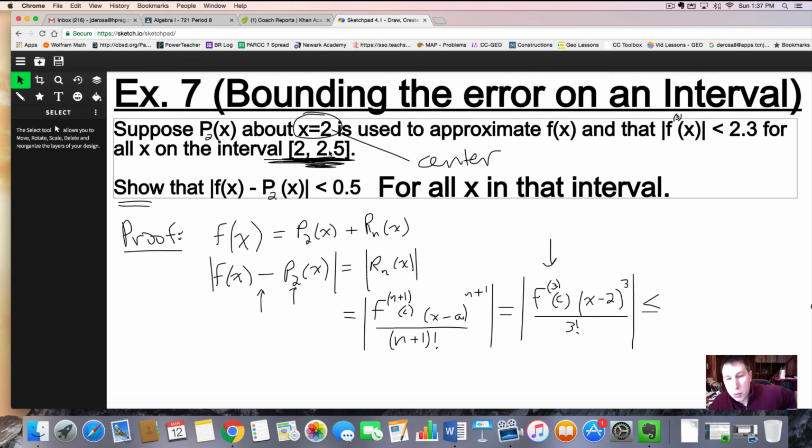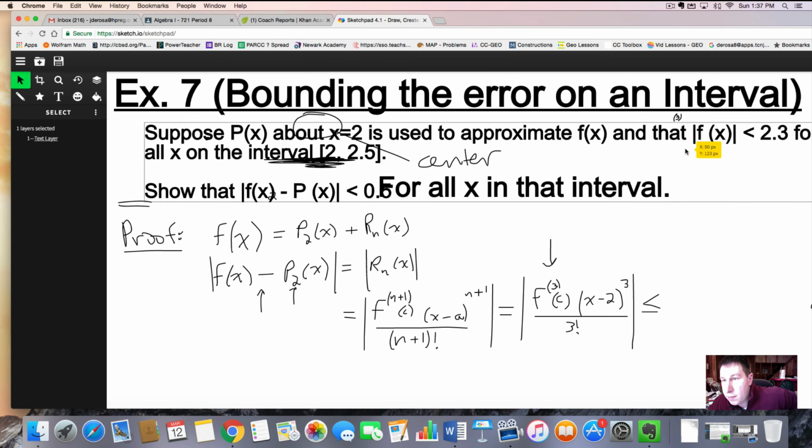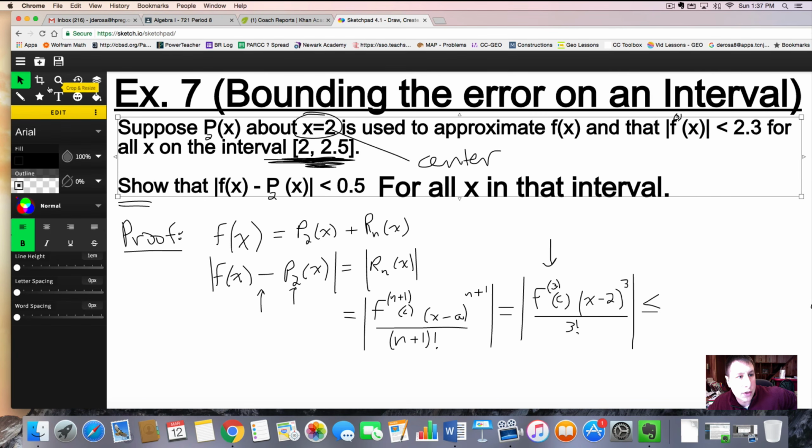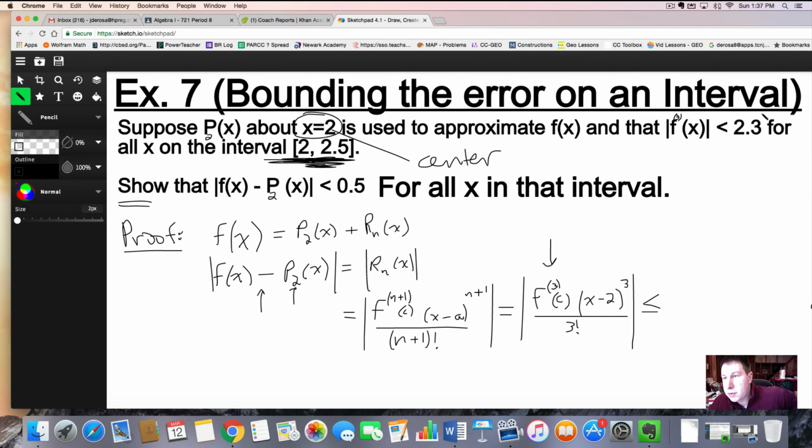All right. So we don't know exactly what the c is, but we know c has to be between a, which is 2, and x, which has to be in here. So c has to be some number between 2 and 2.5. We don't know what it is, but we're given a way to bound it in this portion of the problem. We're specifically told that the third derivative has to be less than 2.3. So I'm going to use the number 2.3 to bound the third derivative of f at c.